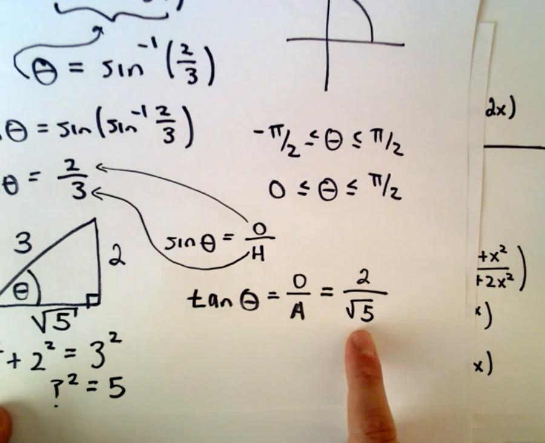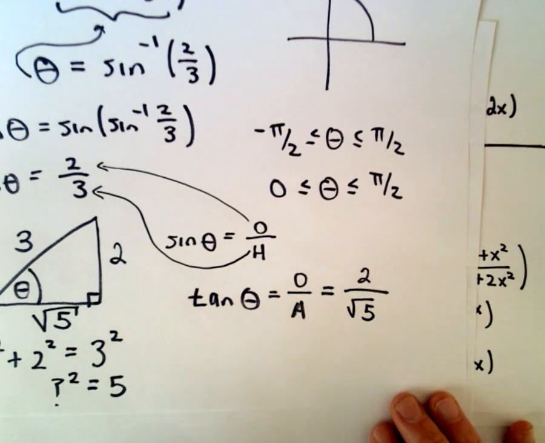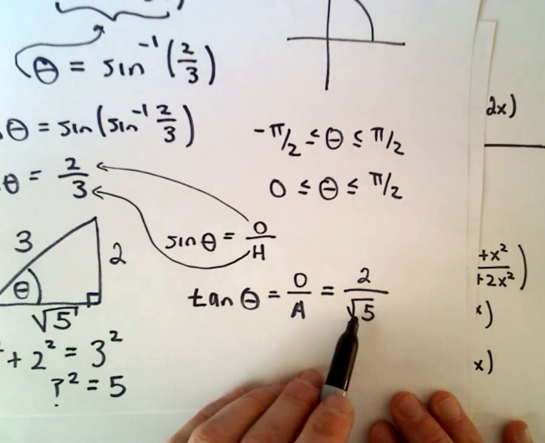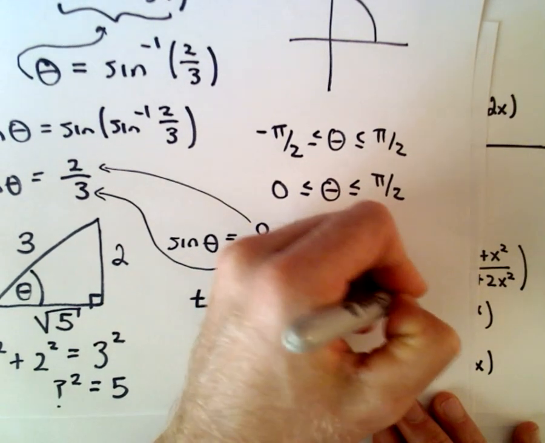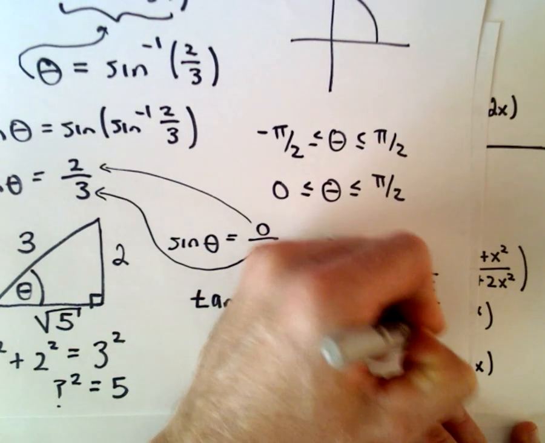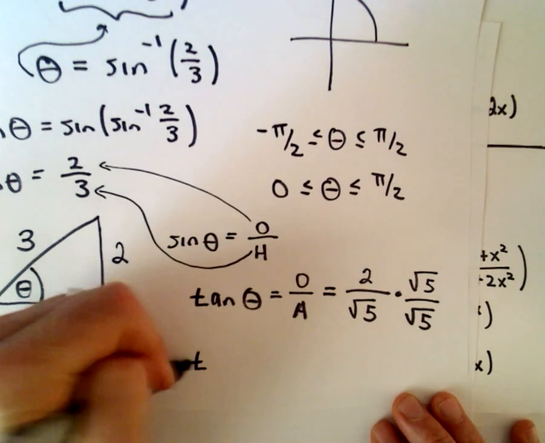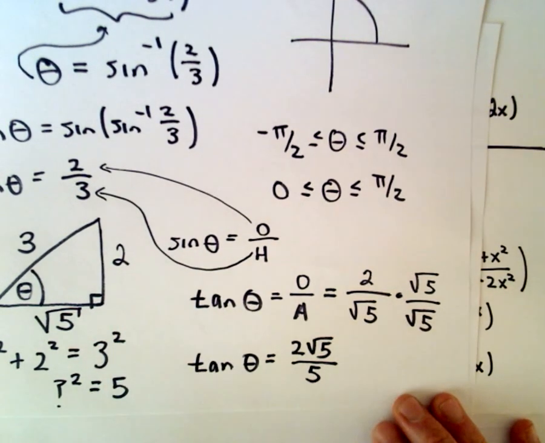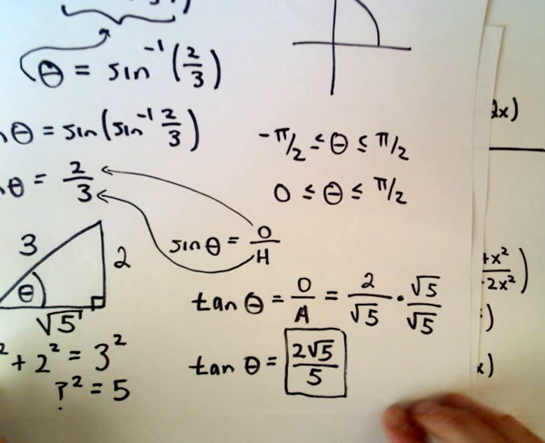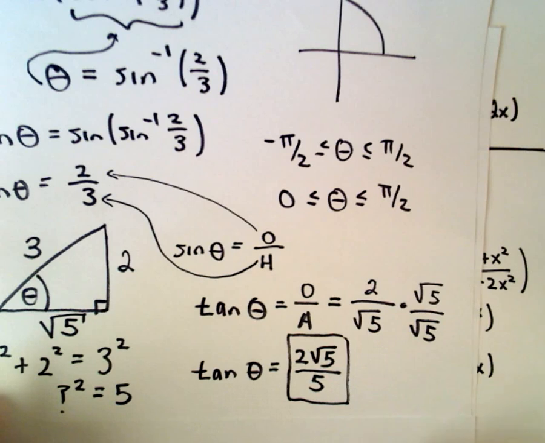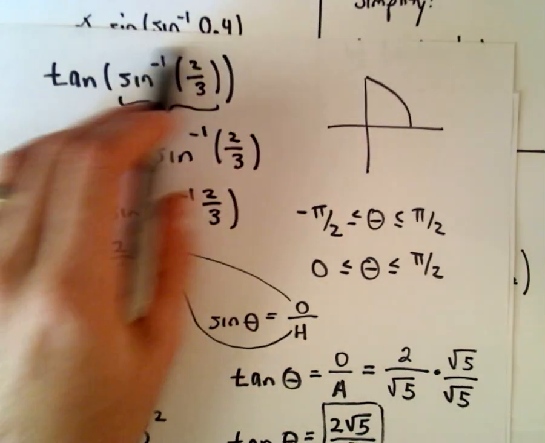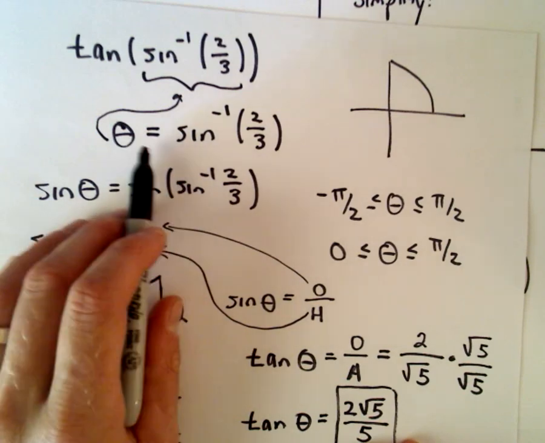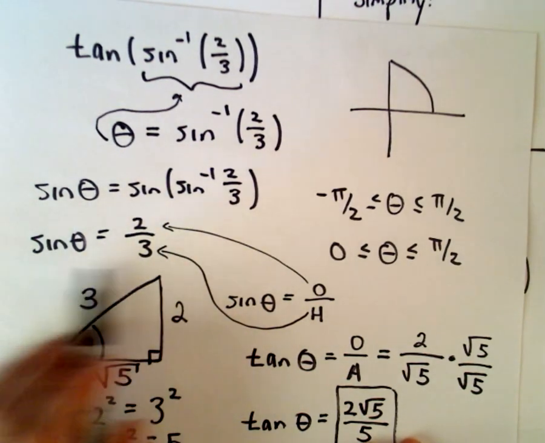And again, to me, you could leave the answer like this, as 2 over root 5. Some people want to see the denominator rationalized. So to me, the answer tangent theta equals 2 over root 5 would be fine by me. Again, some people though want to see it rationalized. So we could multiply the numerator and denominator by square root of 5. And that would simply say that tangent of theta is 2 root 5 over 5, and that is going to be our solution. And again, theta was simply the inside expression. So set theta to the inside stuff, use the corresponding trig function, and once you have that, that's where you do your whole right triangle stuff.